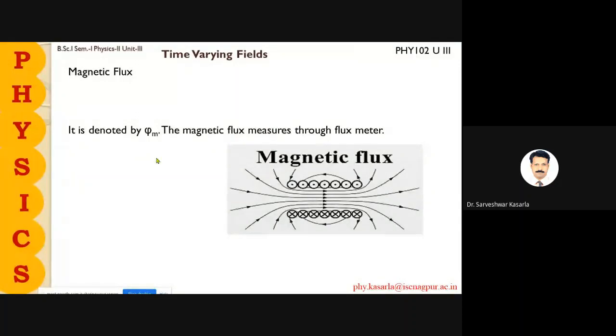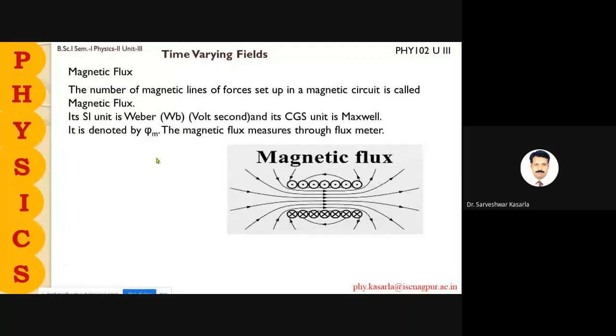So, yesterday somebody requested me to repeat the topic of self inductance and mutual inductance. So, let us discuss this further.